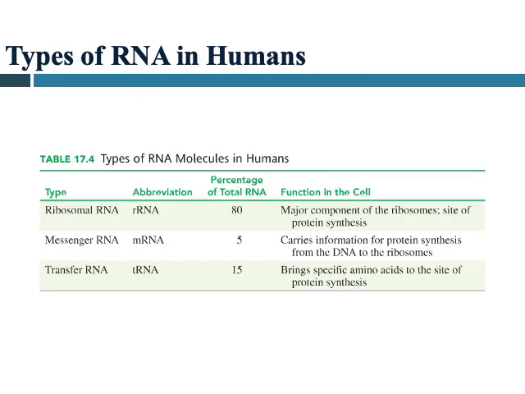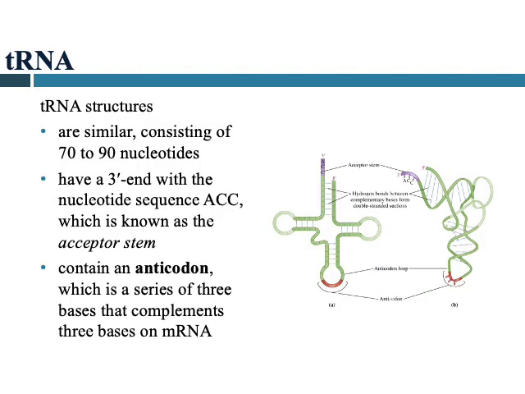Okay, so this is the same information that we talked about: RNA, messenger RNA, right? So rRNA has the highest percentage of the total RNA, it is majorly present RNA in the cell. So tRNA, let's talk a little bit about the tRNA.